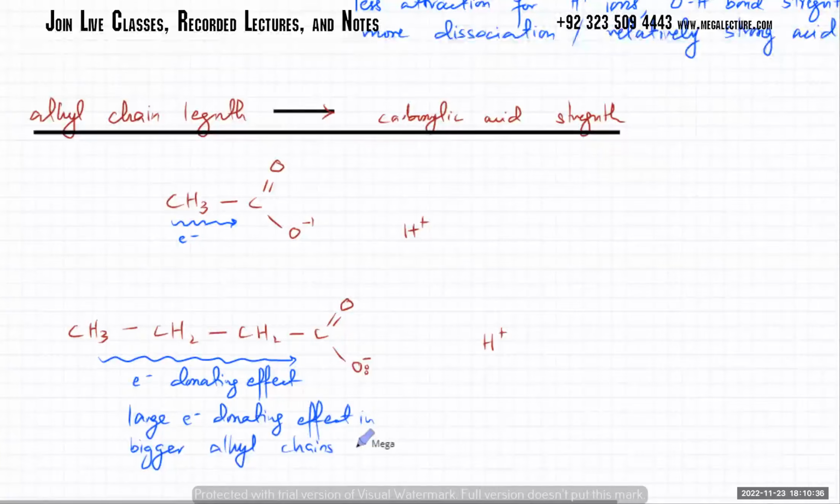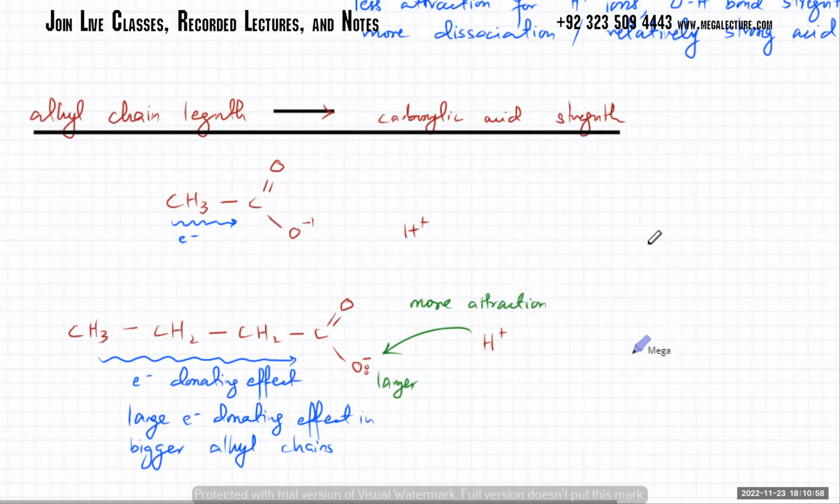So because of that, what happens is if you have a larger electron donating effect, the negative charge over here is going to be larger as well. And that will lead to more attraction. So it's going to be harder for it to ionize.